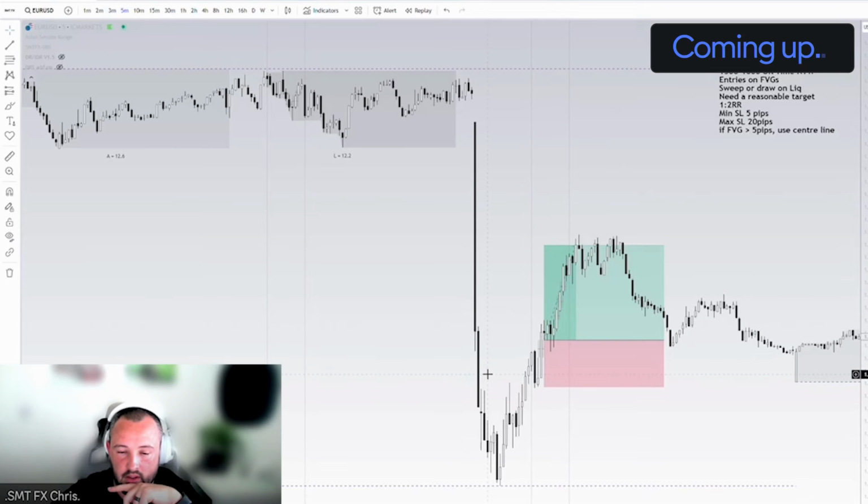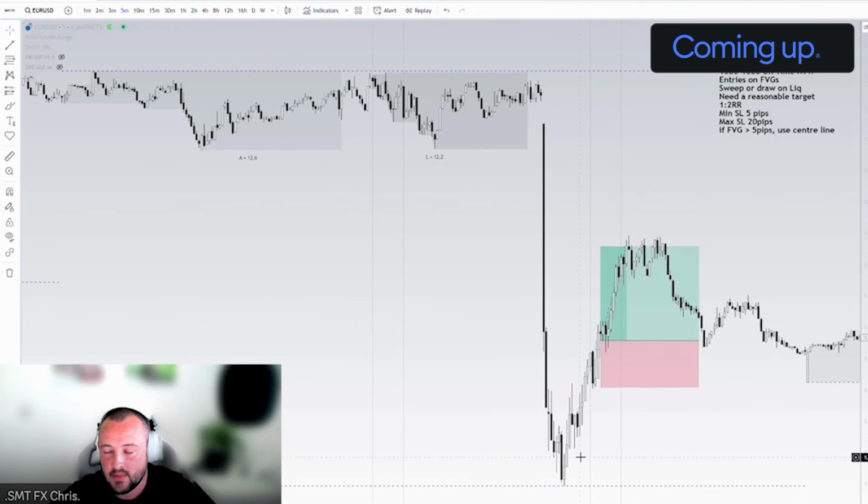Why I took a long here. This move has happened and I'm now going to be able to try and potentially catch the back end of it. I'm coming onto the charts at around where this low is formed.